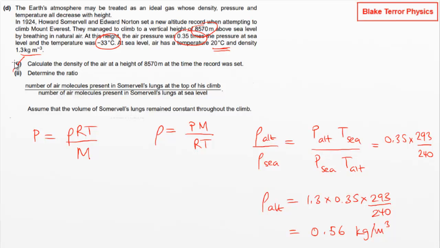Right. Determine the ratio of the number of air molecules present in Somervell's lungs at the top of his climb to the number of air molecules present in Somervell's lungs at sea level. You can assume that the volume remains the same. If the volume remains the same, then because density is mass over volume, the number of molecules is going to be proportional to the mass, which is then proportional to the density.